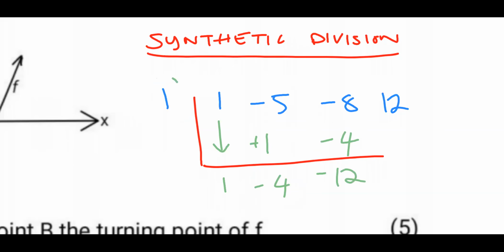Again, we're going to multiply. So it's just a pattern of adding and multiplying the whole time. So we multiply, we get -12 again. And then we add 12 with -12, and that gives us 0. Now you should always end up with 0.